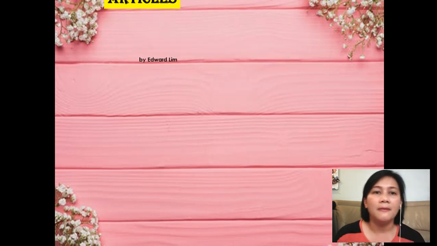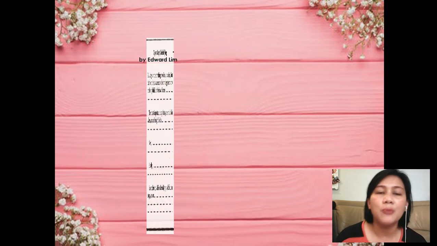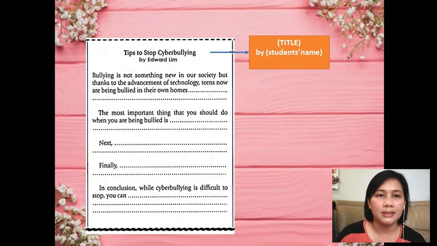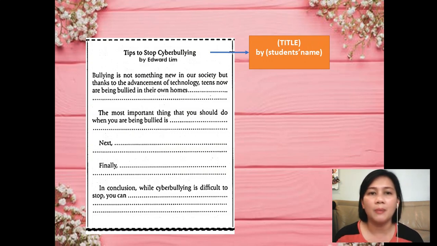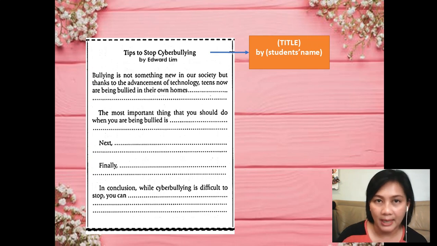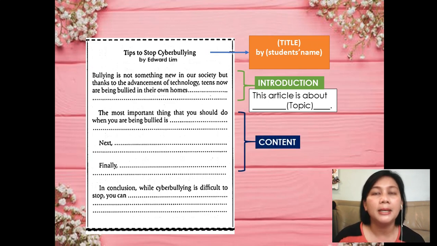Okay, so first, let's look at the sample for articles. Okay, when you write an article, you should have a title and your name. Means that, let's see the example given, tips to stop cyberbullying. So that will be the title for your essay, and by you write down your name. Okay, and then you need to have an introduction. This article is about, because you need to inform your readers or your audience what you are going to write about. Okay, and then the content.